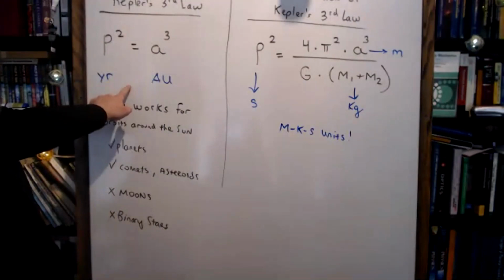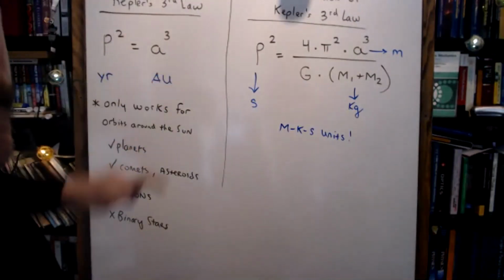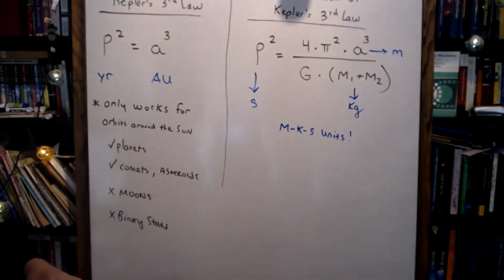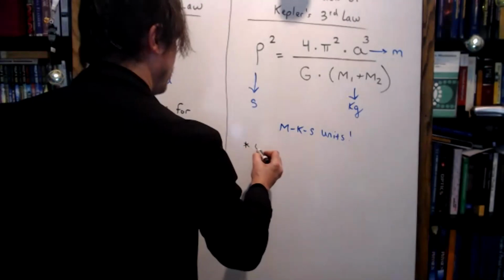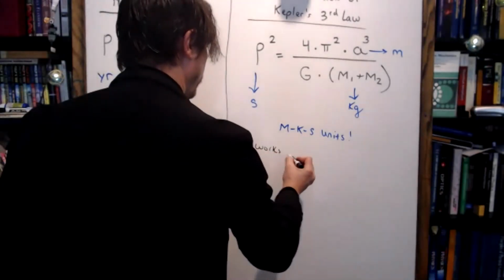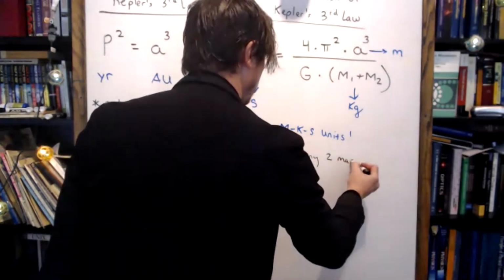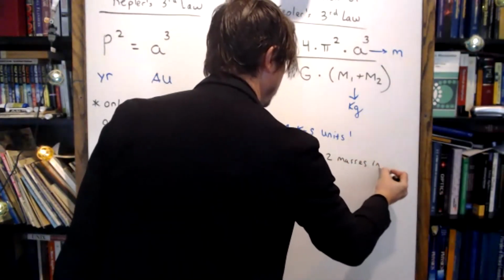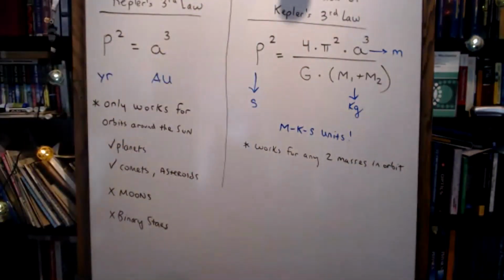Notice that p squared equals a cubed does not use MKS units. AUs and years are not MKS. They're whatever units. Okay, this formula works for any two masses that are in orbit around each other.